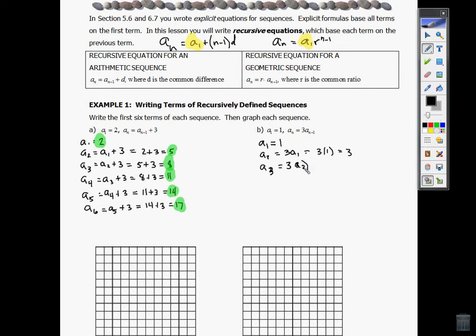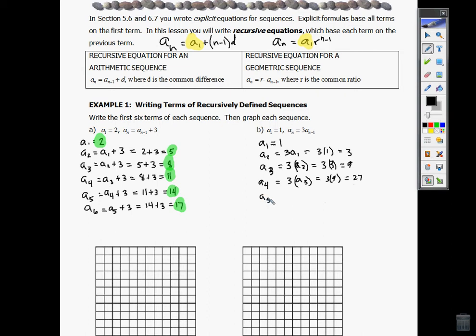A sub 3 equals 3 times 3, which equals 9. Now if I want a sub 4, that means that I'm doing 3 times the previous term, a sub 3, which I just found out was a 9, so 3 times 9, which equals 27.